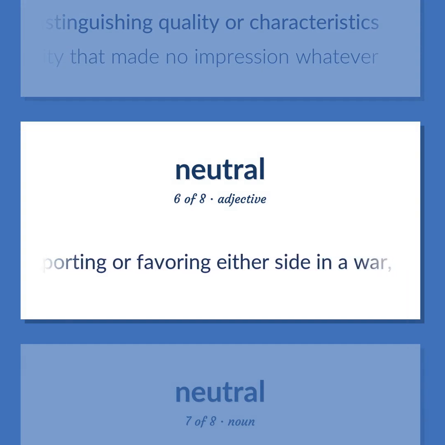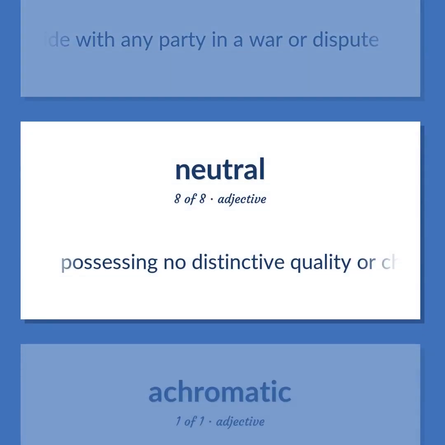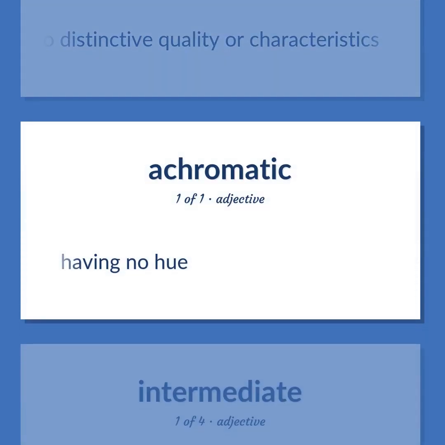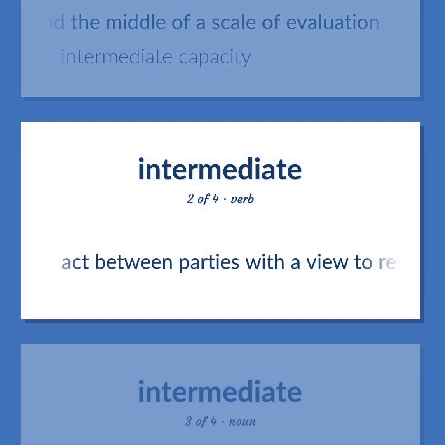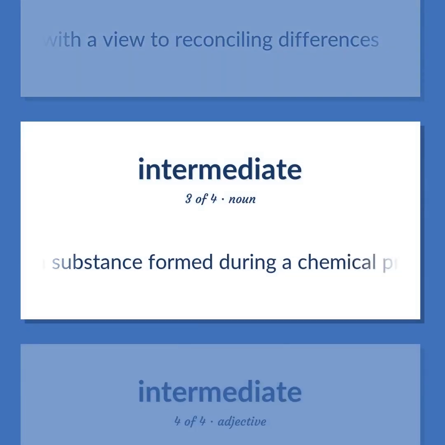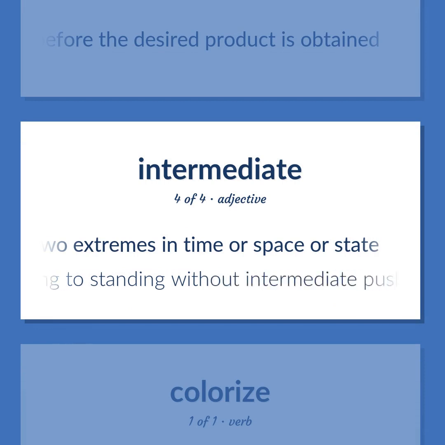Not supporting or favoring either side in a war, dispute, or contest. One who does not side with any party in a war or dispute. Possessing no distinctive quality or characteristics. Having no hue. Around the middle of a scale of evaluation. Intermediate capacity. Act between parties with a view to reconciling differences. A substance formed during a chemical process before the desired product is obtained. Lying between two extremes in time or space or state. Going from sitting to standing without intermediate pushes with the hands.